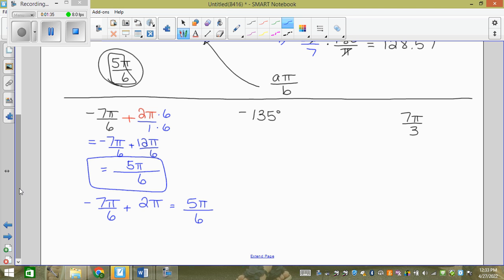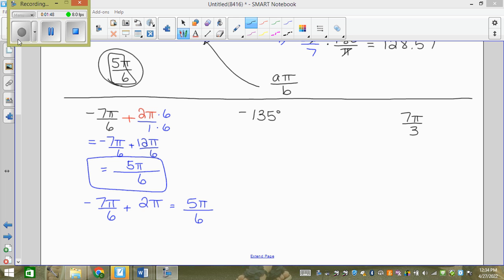Okay, I want you to try the 7 pi over 3 one. Get it to the coterminal. 7 pi over 3 is too big. So am I going to have to add 2 pi? Subtract 2 pi. So try it out. So we're going to subtract 2 pi from here. It's over 1, so I need to make it over 3. So I'm going to multiply by 3 and multiply by 3. So I get 7 pi over 3 minus 6 pi over 3.